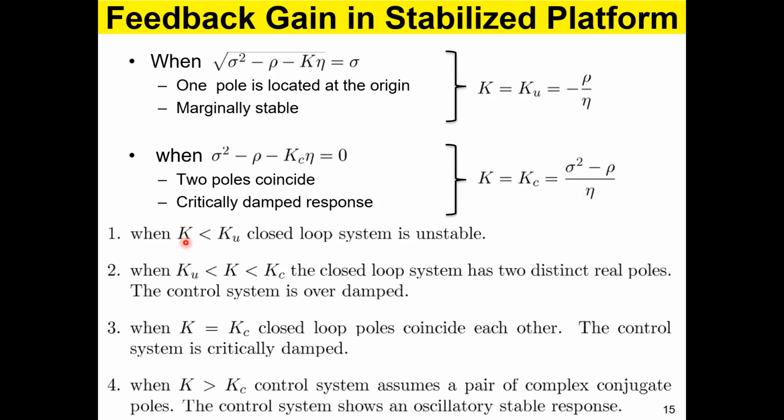Then if K is below Ku, this one, negative, and is going down, the system is unstable because the pole, which is at the origin, now crosses over to the other half, the positive half of the S-plane. Then the system is unstable.